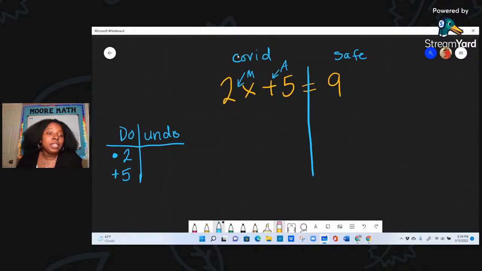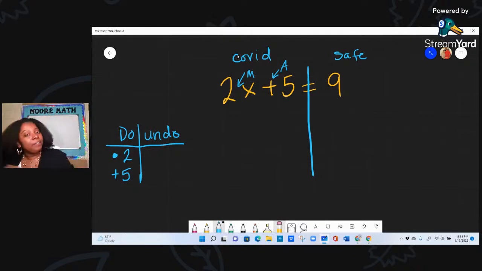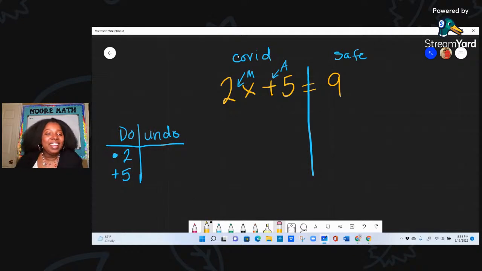So this is just what we're doing to x, right? This is what's happening to x when we just look at the problem. Now I have to undo all of that so I can remove that 2 and 5 away from x. Okay, I got to move them into the safe zone. x needs to be quarantined. Okay, so the last thing we did is the first thing we're going to start with. We're going to work backwards. So instead of plus 5, we're going to do what? The opposite. So to get rid of plus 5, we're going to minus 5. And to get rid of times 2, we're going to divide by 2.